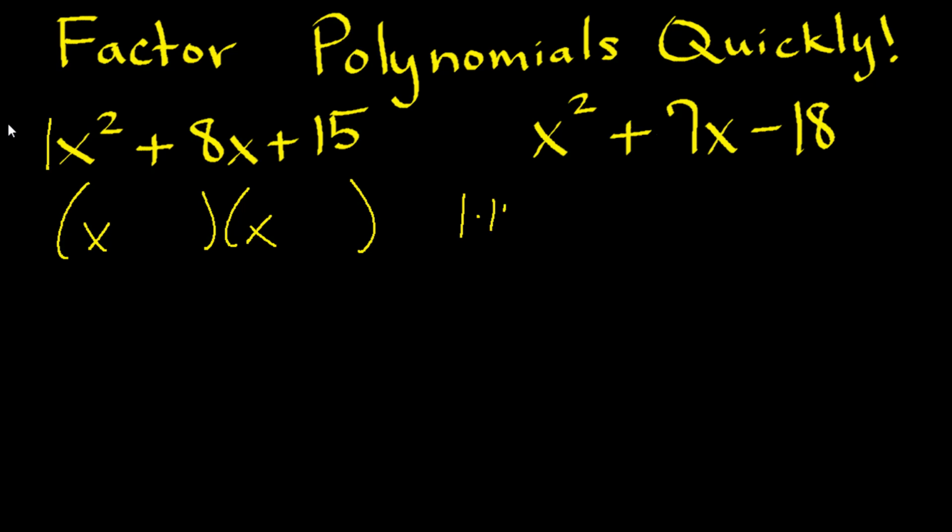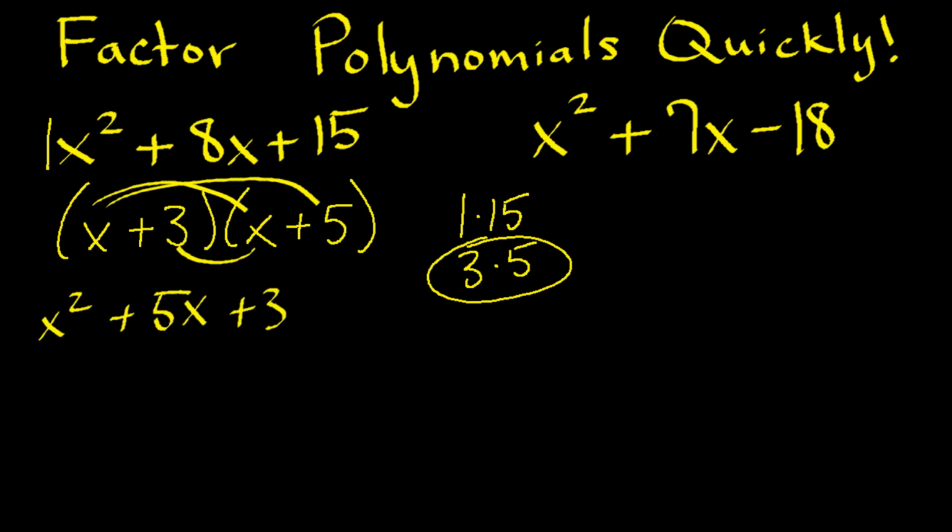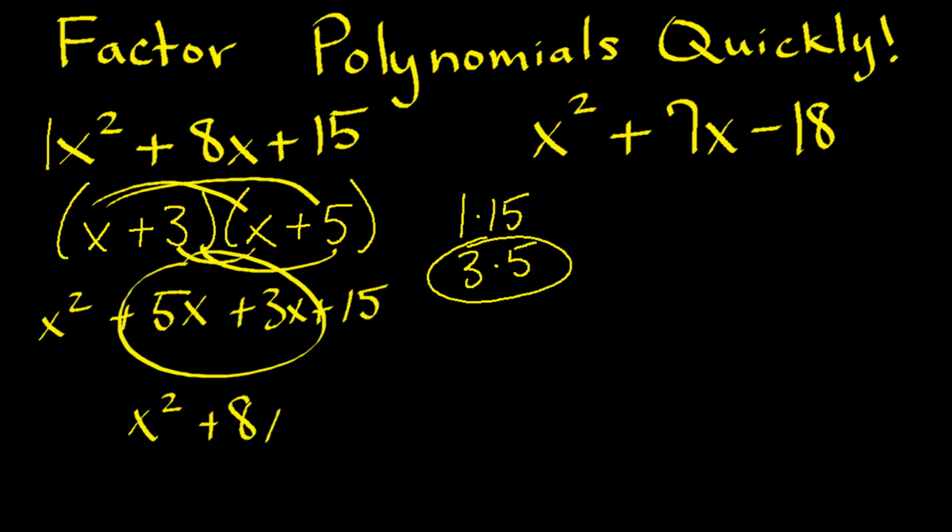8. So we have 1 times 15 that will multiply to be 15, and we have 3 times 5. Only this pair will add up to 8. So that's what tells you that this is the correct factorization. We could check our factorization by multiplying this back out. X times x is x squared, x times 5 is 5x, 3 times x is 3x, and 3 times 5 is 15. Combining our like terms, we'll see that we get back to the original polynomial.